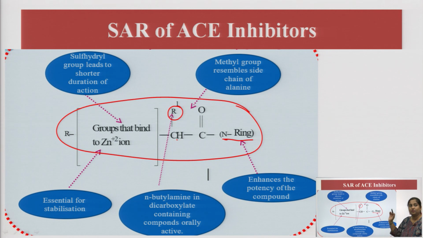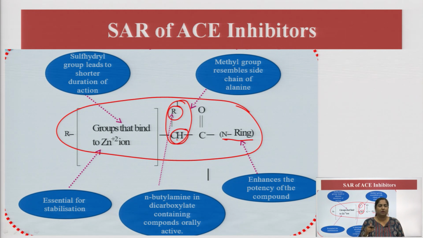Now, what happens if we change certain things in the structure to increase the activity? First of all, very first thing, the methyl group resembles the side chain of alanine. That means if we add the methyl group, it resembles the side chain of alanine. So if we do any modifications in this part other than alanine, we can use a small methyl group here, but more than that we cannot add. If we add some bulky group here, what will happen? It will ultimately reduce its activity.